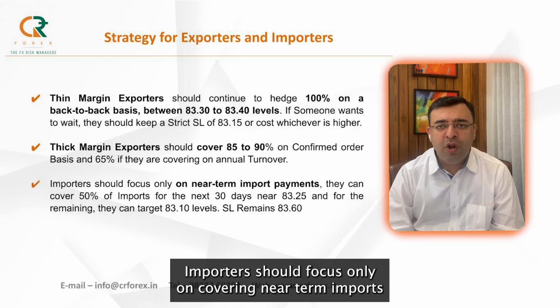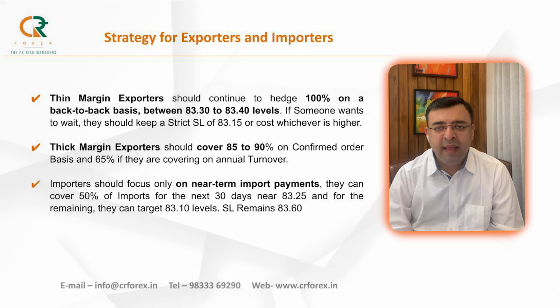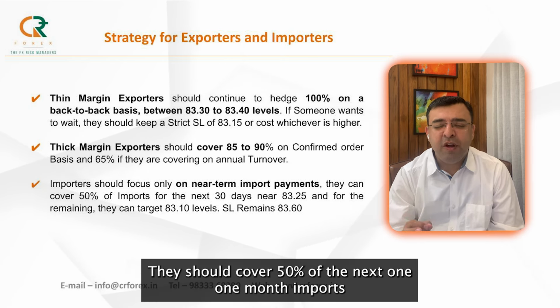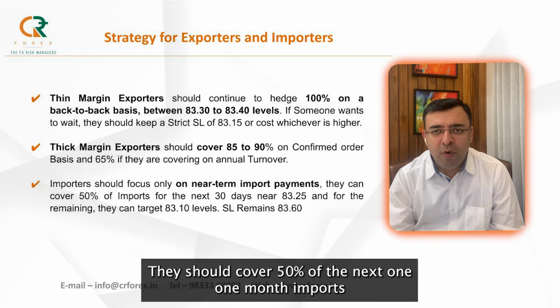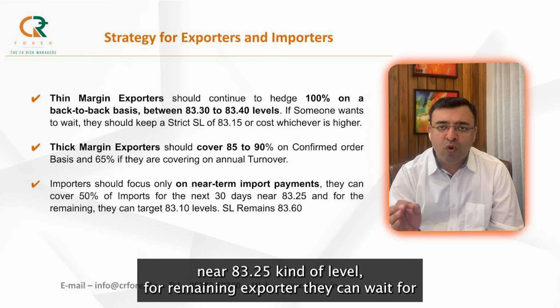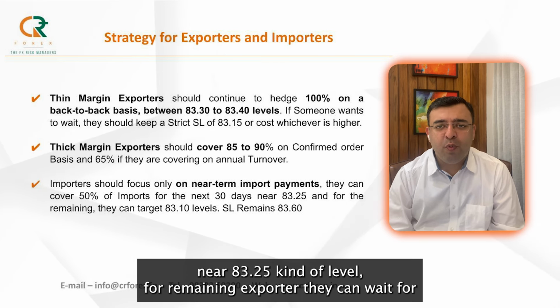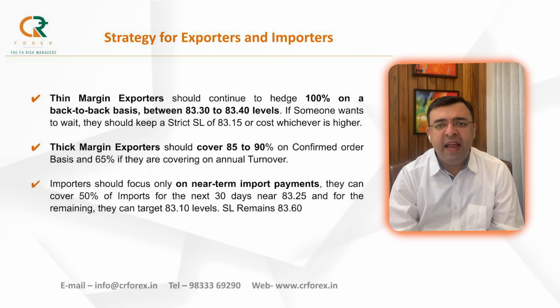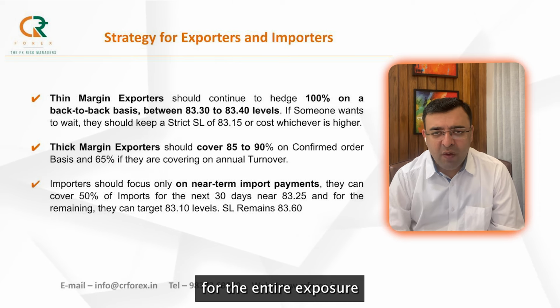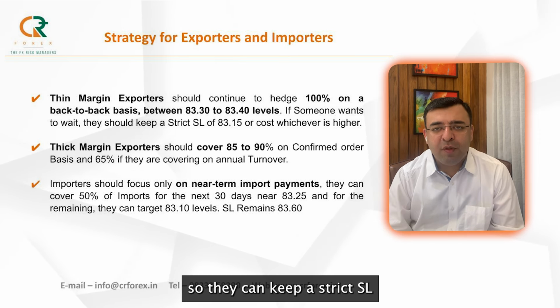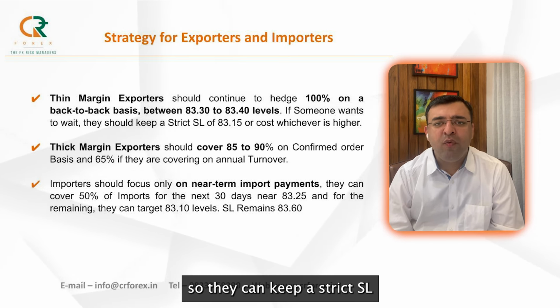Now let us discuss strategy for importers. Importers should focus only on covering near-term imports. They should cover 50% of their next 1 month imports near 83.25 kind of level. For remaining exposure, they can wait for 83 and 83.10 kind of a level. For the entire exposure, they can keep a strict stop loss of 83.60.